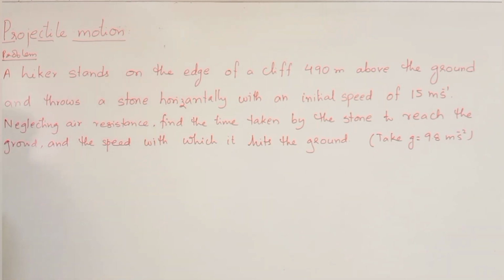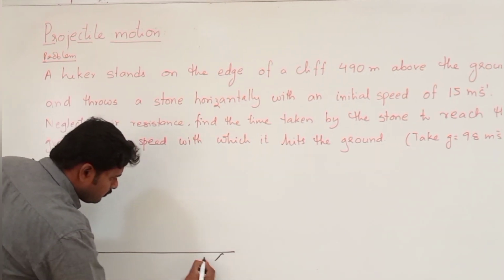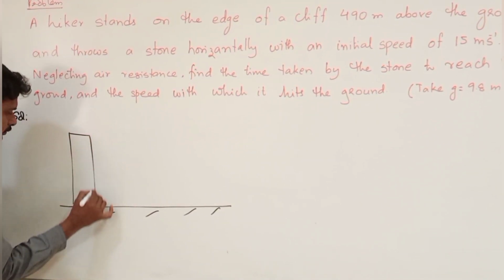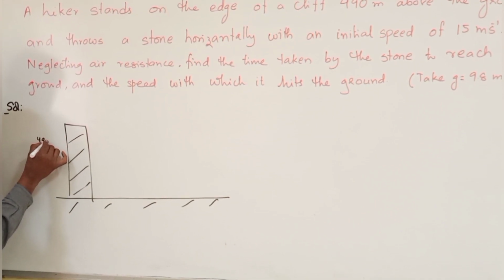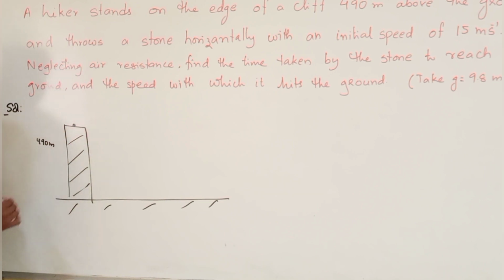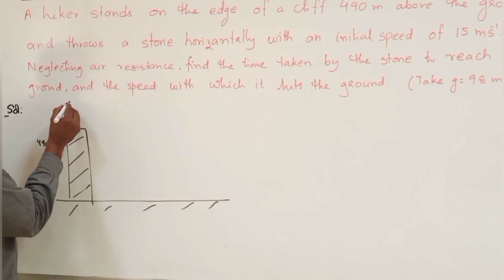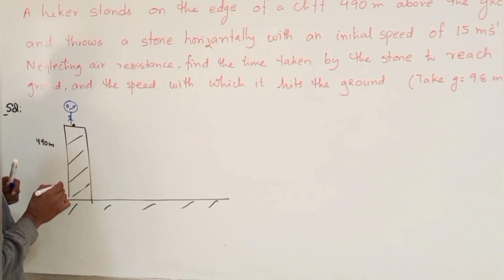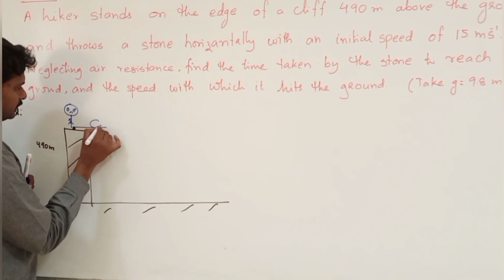First we have to draw a picture of how it can be. Now this is the ground. This is a cliff, which is at a height of 490 meters. Now this is a hiker here. The hiker stands here. He throws a stone. This is a stone.